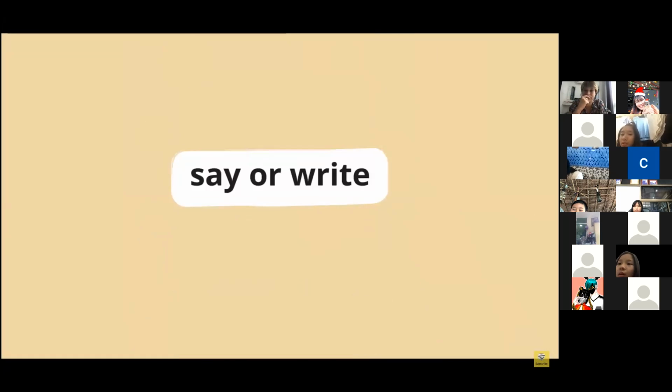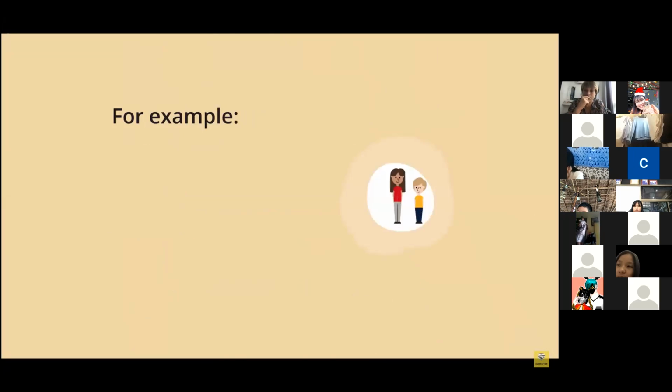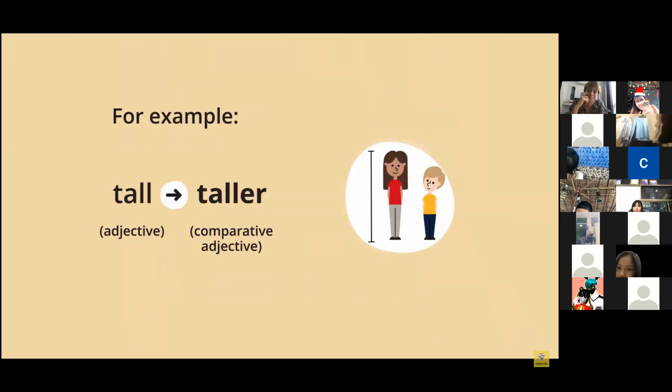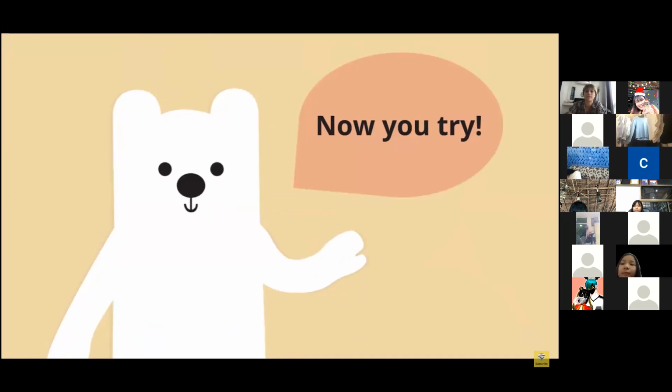Look at the adjective. Say or write the comparative adjective. For example, tall, taller. All right, now it's our turn. Now you try.